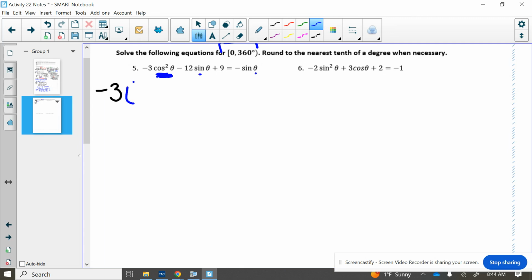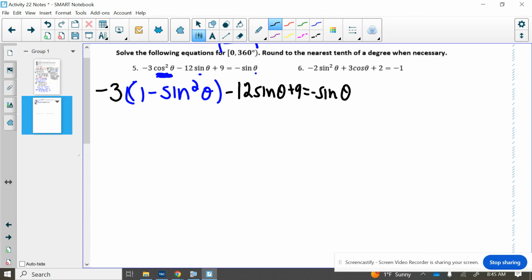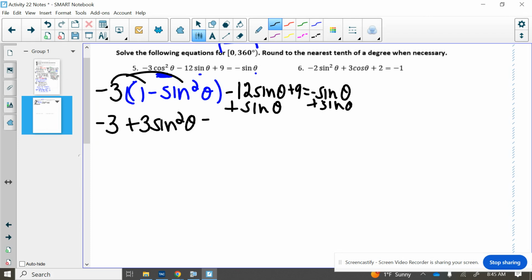We want to make sure that when we distribute through this 1 minus sine squared theta, right, that we are very careful to make sure that we are properly distributing through. Because what's going to end up happening is when we distribute, we have -3 plus 3 sine squared, and then if we add over this sine to both sides, this ends up being minus 11 sine, and then plus 9.